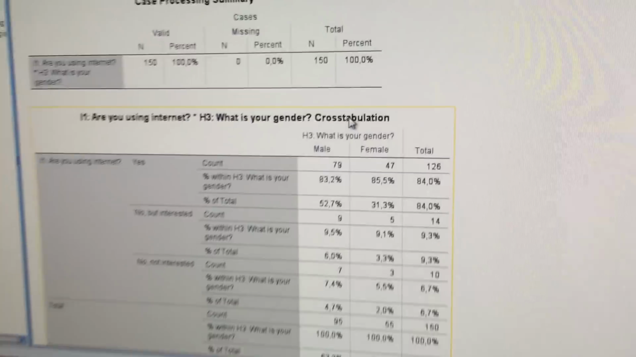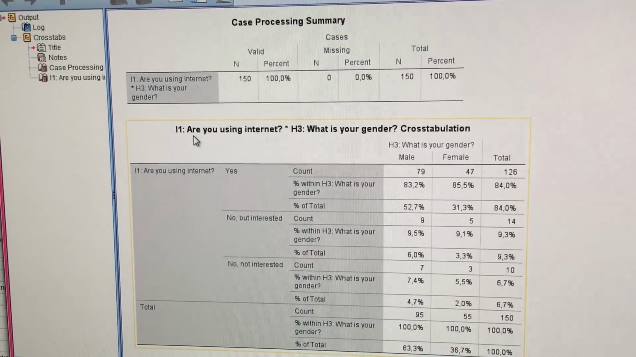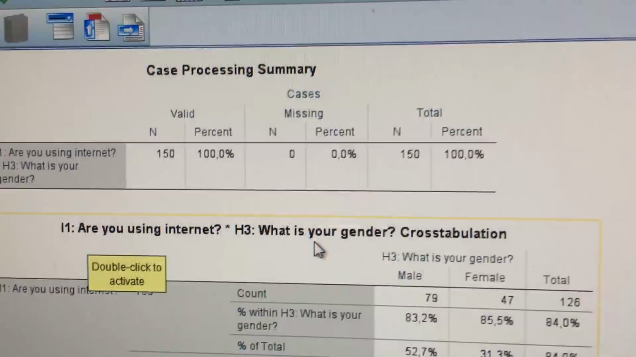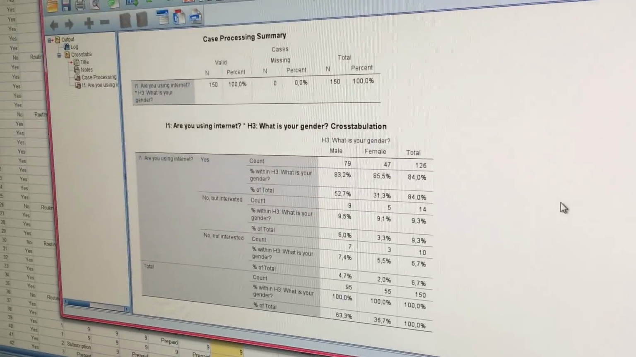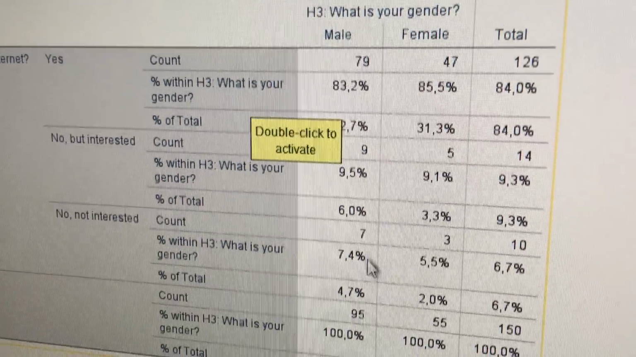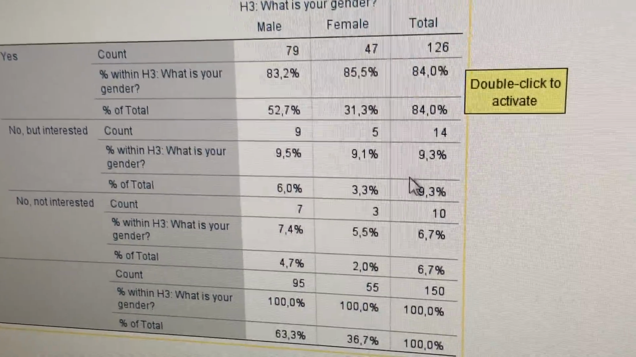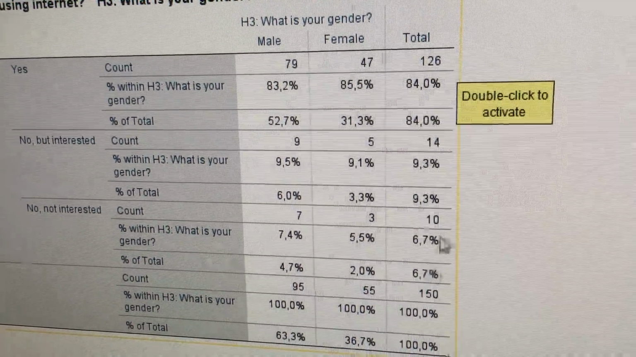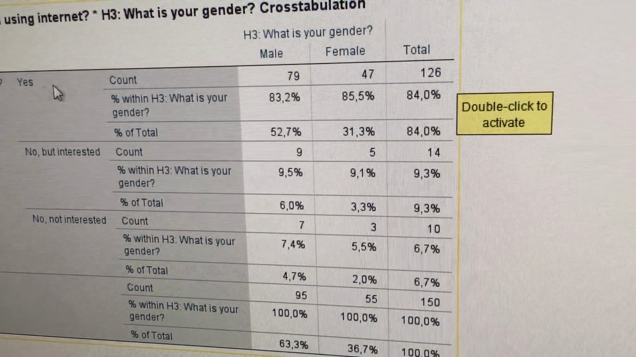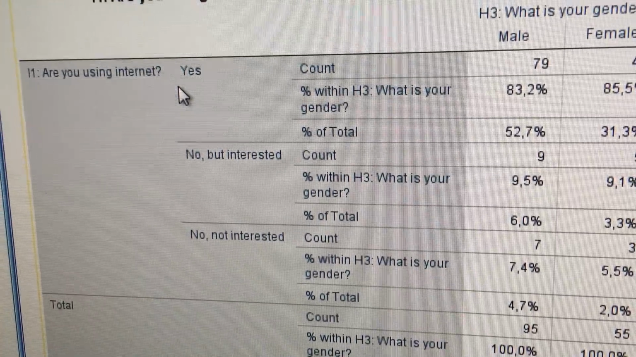Okay, ready to go. And here you see the cross tabulation. We cross, are you using internet, with what's your gender? What do we see? Here you see it's 100%, the columns. Here you see the total. So that resembles almost the frequencies. You see 3 options: no, not interested, no, but interested, and yes.